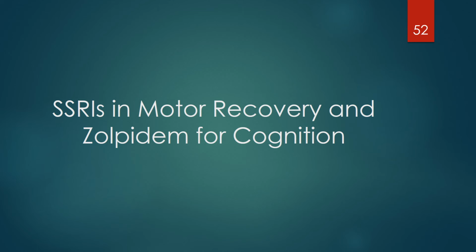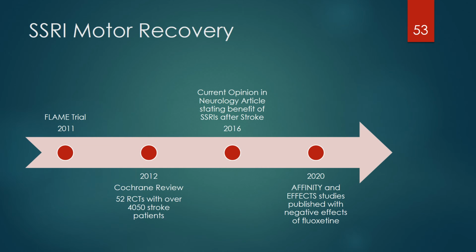So the last thing we're going to talk about in this presentation is SSRI and motor recovery and Ambien for cognition. So a little history on this SSRI and motor recovery. The FLAME trial was published back in 2011, and I remember afterwards everyone was getting put on fluoxetine. Anyone that had a stroke for motor recovery, put them on fluoxetine.